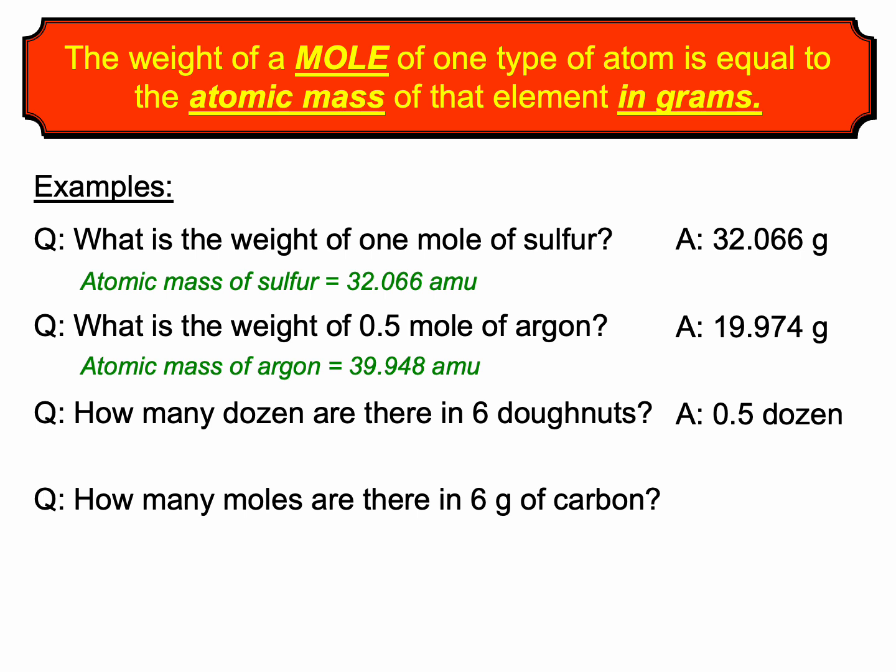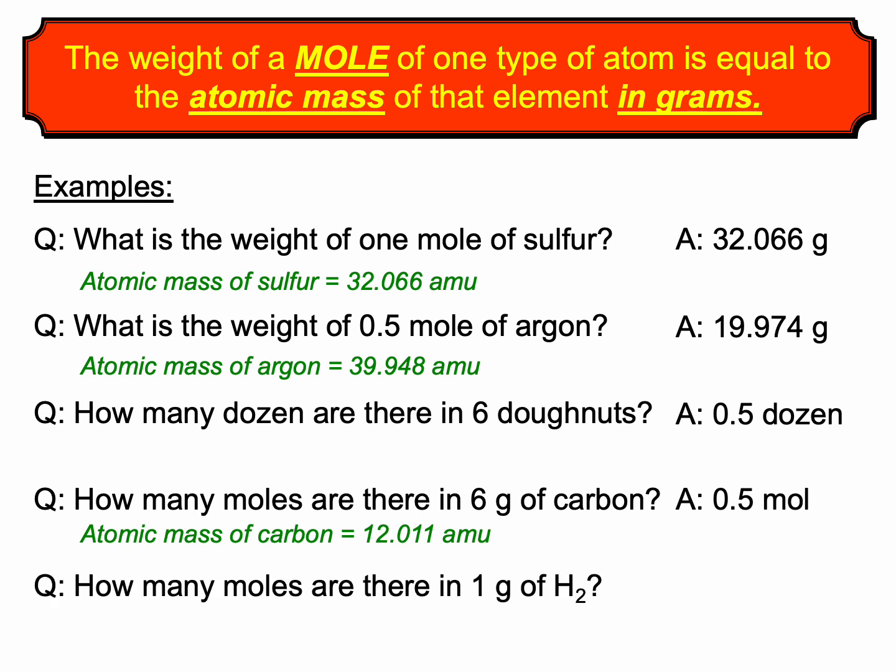So how many moles are there in 6 grams of carbon? And I picked carbon because its atomic mass is about 12, just like a dozen means 12. So that means that you have half a mole. And then how many moles are there in 1 gram of hydrogen? All right, so the atomic mass of each hydrogen atom is about 1 AMU. So that means that you only have half as much, so you have 0.5 moles.